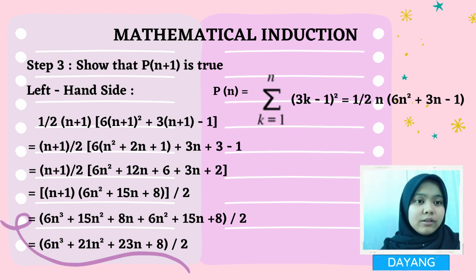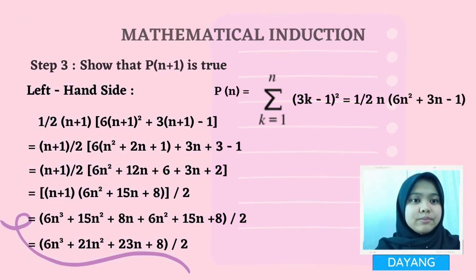So we will simplify the equation and we expand the (n plus 1) squared and multiply with 6. So it will be 6n squared plus 12n plus 6 plus 3n plus 2. And after that, we multiply with n plus 1, so we will get 6n cubed plus 15n squared plus 8n plus 6n squared plus 15n plus 8, divided by 2. And we simplify it, so the answer is (6n cubed plus 21n squared plus 23n plus 8) over 2.